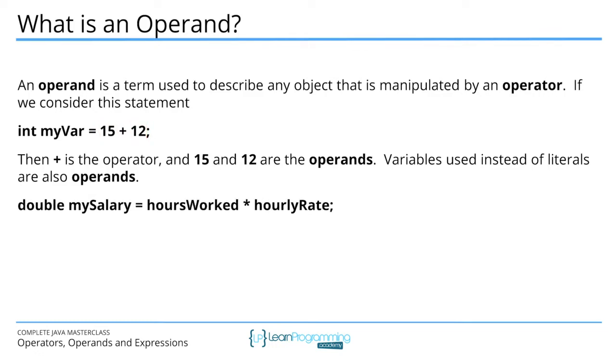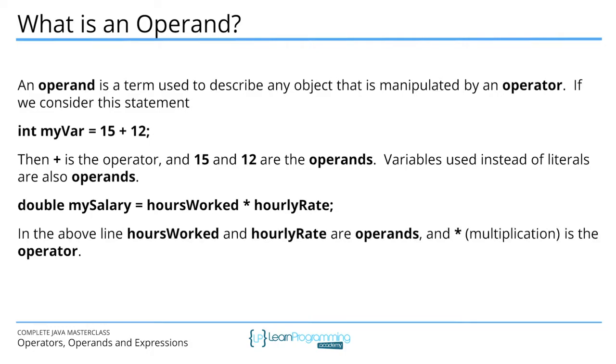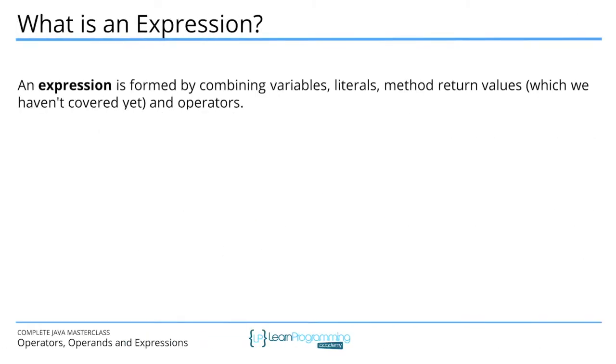Here's another example: double mySalary equals hoursWorked multiplied by hourlyRate. In that line, hoursWorked and hourlyRate are both operands, and the star, the multiplication, is the operator. What's an expression? An expression is formed by combining variables, literals, method return values, which we haven't covered yet, and operators. So they're a way of combining those values to produce a result.